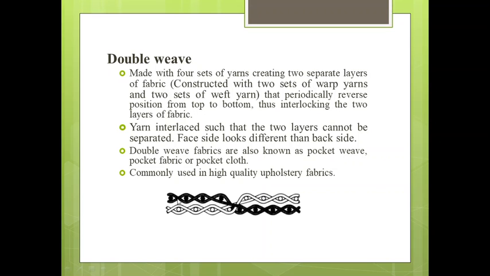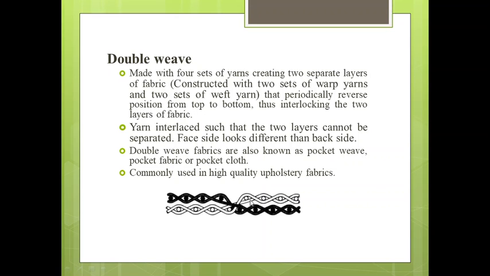Now here you see the picture. Here is one series of warp and weft. Here is again one series of warp, and this is weft. These are periodically reversing position and interlocking. So in this way these double weave fabrics are produced.